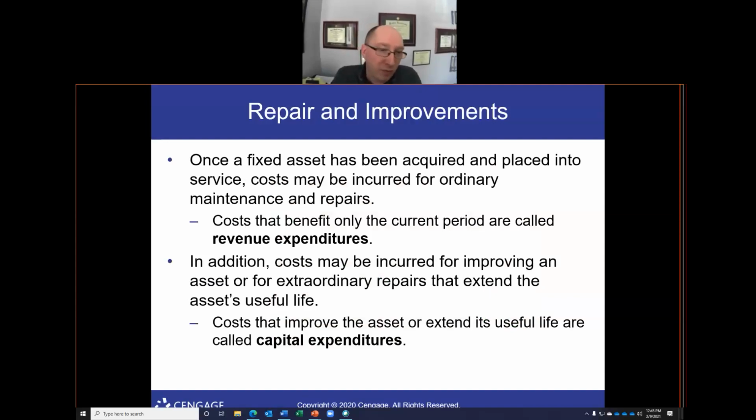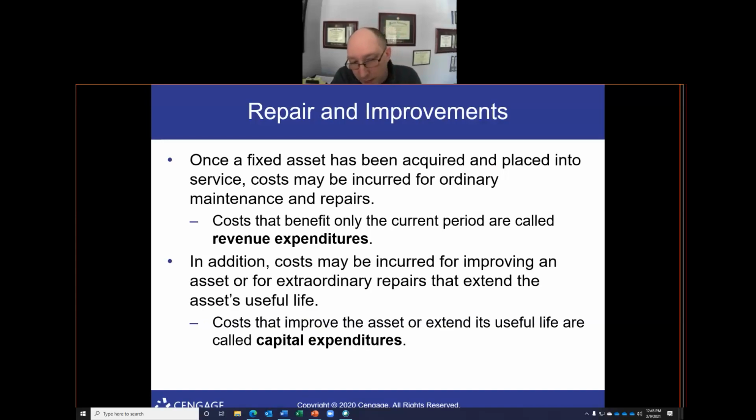Repairs and improvements, they're expensed out. So repairs, I changed the oil on the forklift. I put new tires on it. That type of stuff. Those are simply expenses. Just changing the oil is not going to extend the useful life. That's just regular maintenance. So we just expense that out.